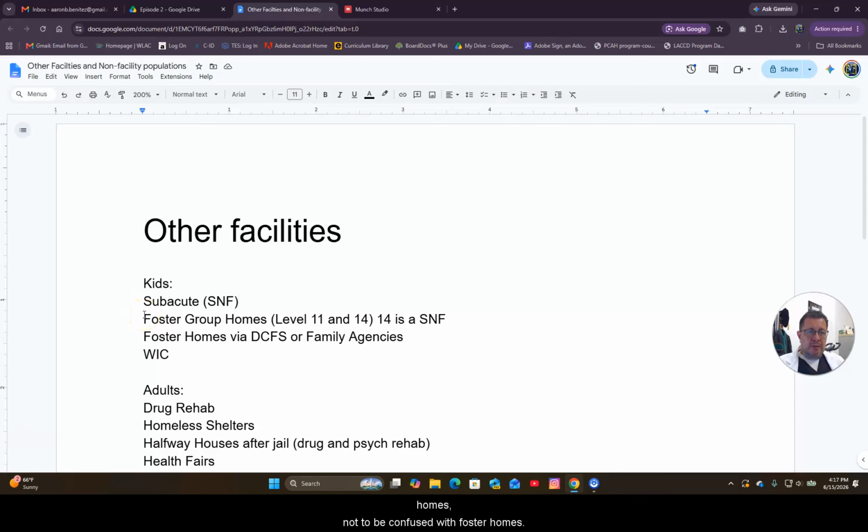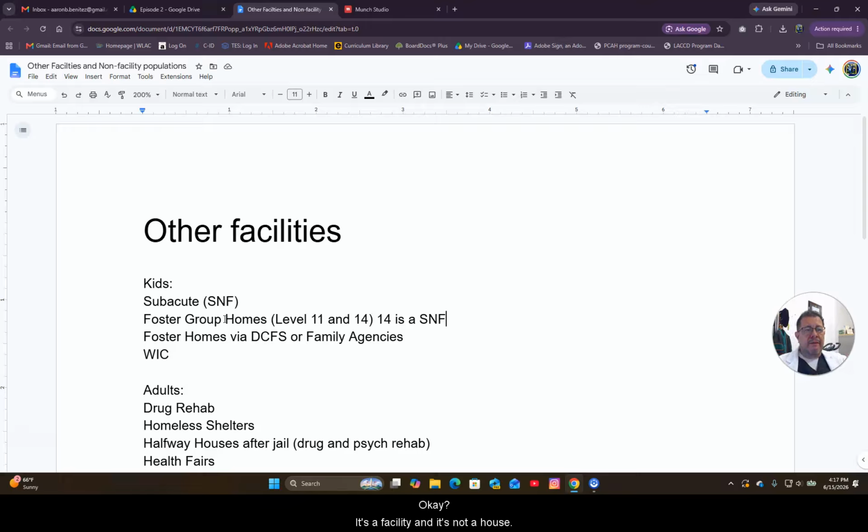Foster group homes, not to be confused with foster homes. Now, with foster group homes, you want to know the differences between level 11 and level 14. Honestly, I don't know if there's a level 12, 13. These are the main levels, 11 and 14. Level 14 is what's considered a skilled nursing facility. Okay, so let me back up and explain it a little bit differently. Foster group homes, think of them as what we used to call orphanages.